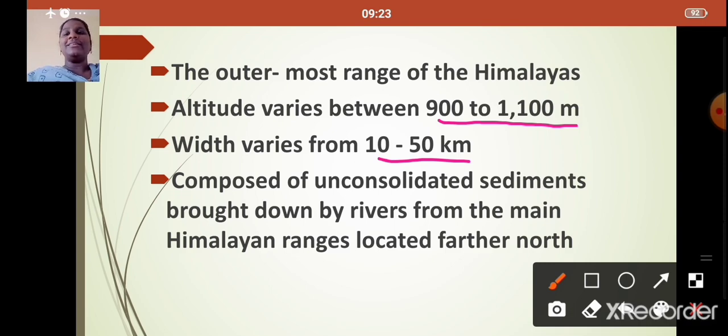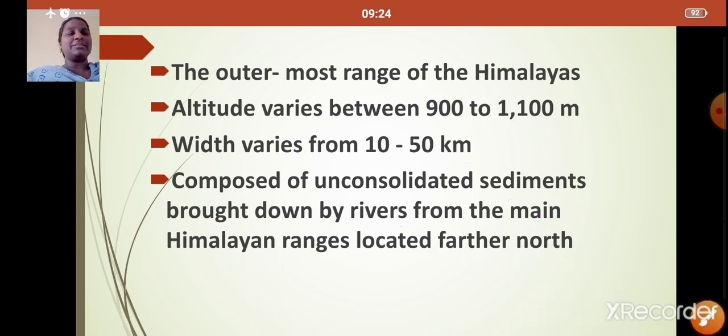Unconsolidated means loose, not compact. So, Shivaliks are composed of unconsolidated sediments which are brought down by rivers from the main Himalayan ranges located farther north. Is that clear, students?